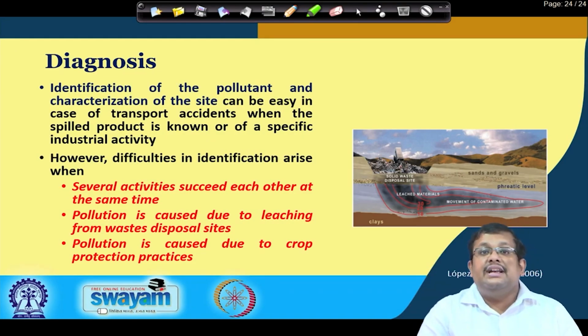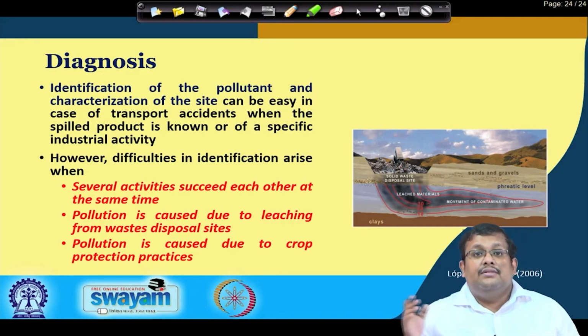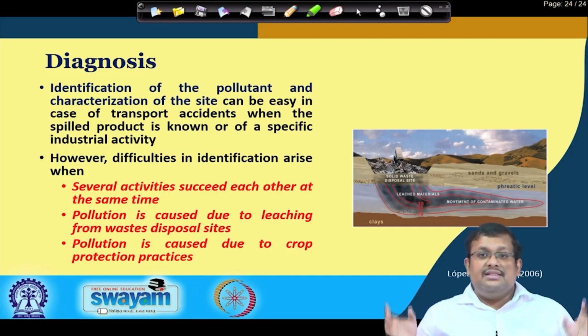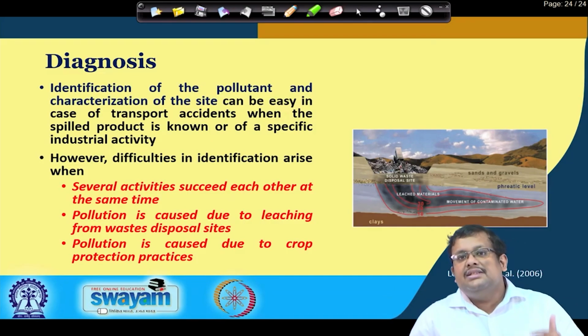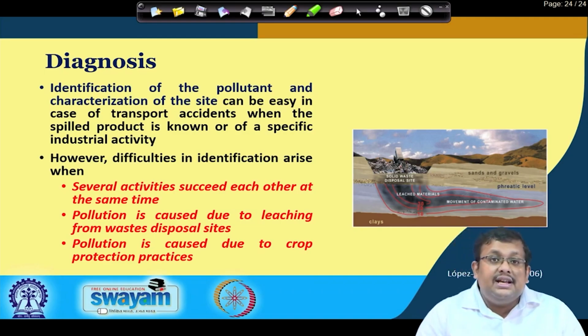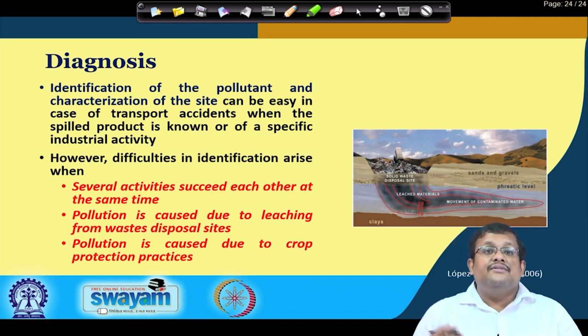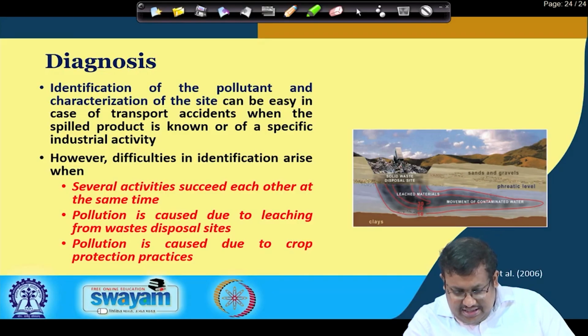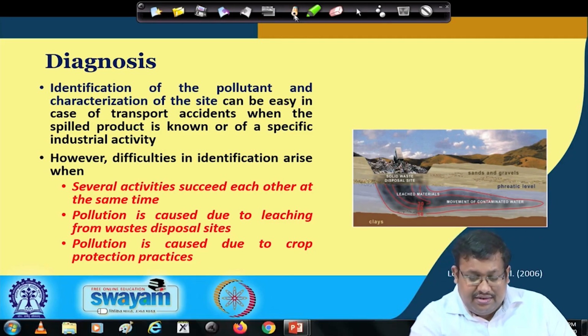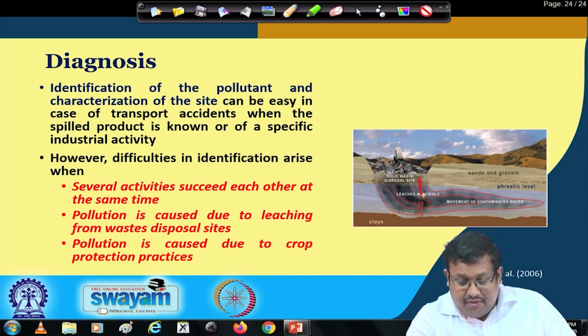However, difficulties in identification arise when several activities succeed each other at the same time. If several activities are going on, it is very difficult to identify which one is actually responsible. Second, pollution is caused due to leaching from a waste disposal site. You can see here a picture where polluting materials are leaching from the waste disposal site.